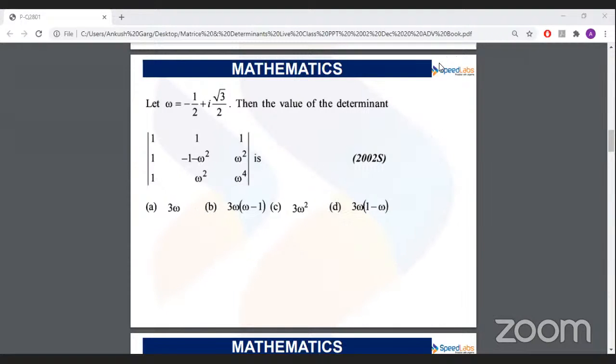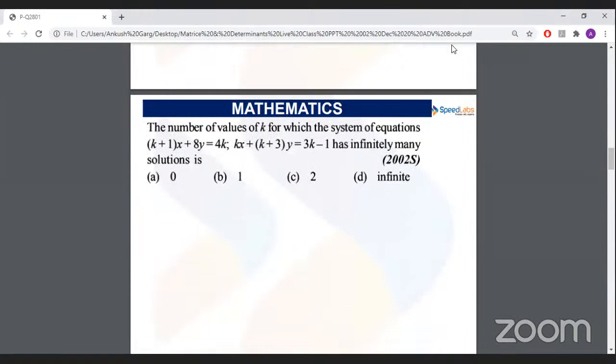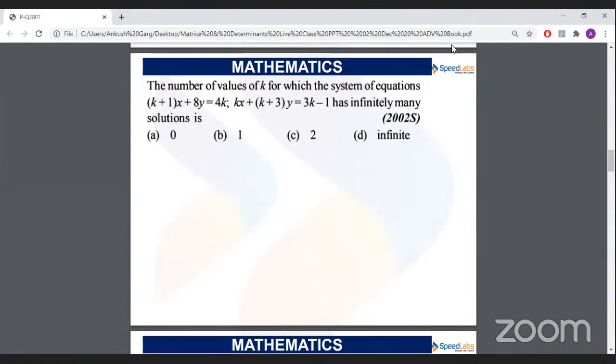Okay, let's see. All right, so this is your next question. The number of values of k for which the system of equations has infinitely many solutions. Okay, has infinitely many solutions.